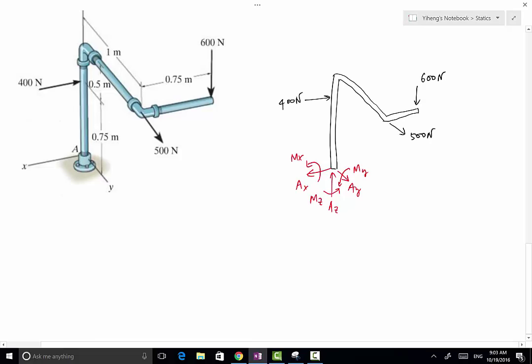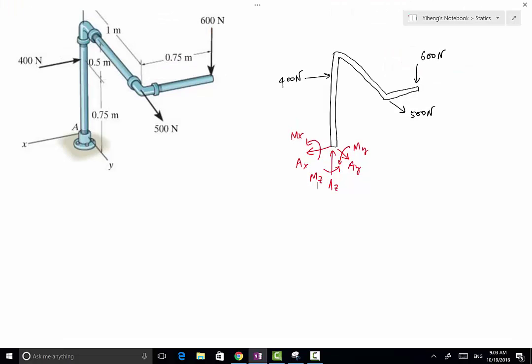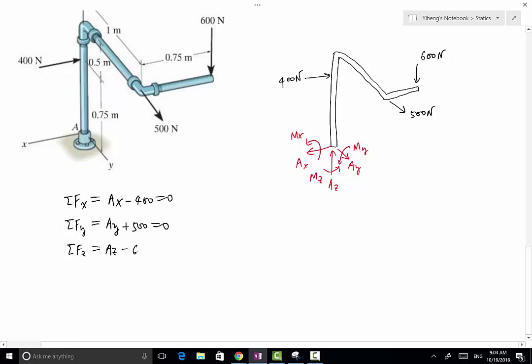So now we're ready to write our equilibrium equations. We have resultant force along the x direction, which has Ax, as well as the 400 Newton, but that is along the negative x direction, and that equals 0. Resultant force along the y direction, we have Ay, as well as the 500 Newton force, and that's it. Resultant force along the z direction, we have Az minus the 600 Newton force.